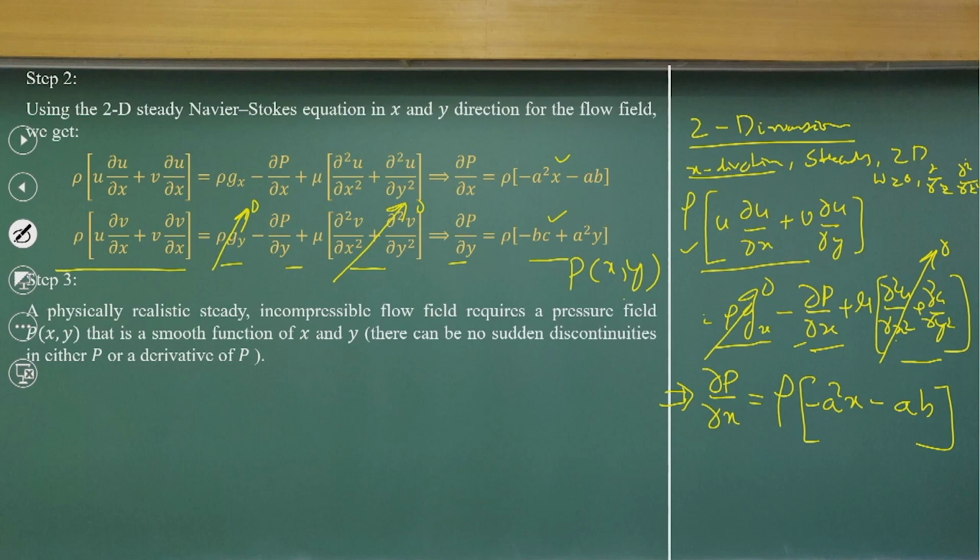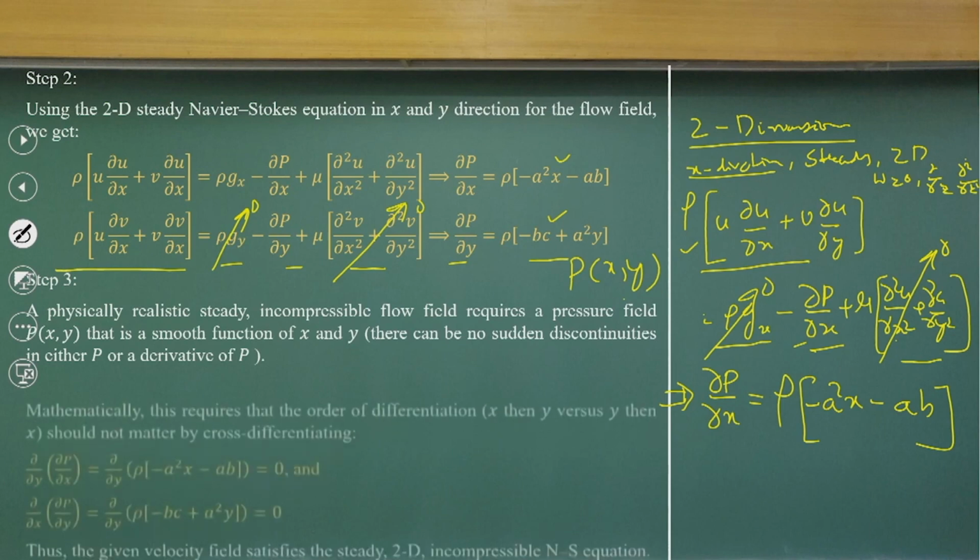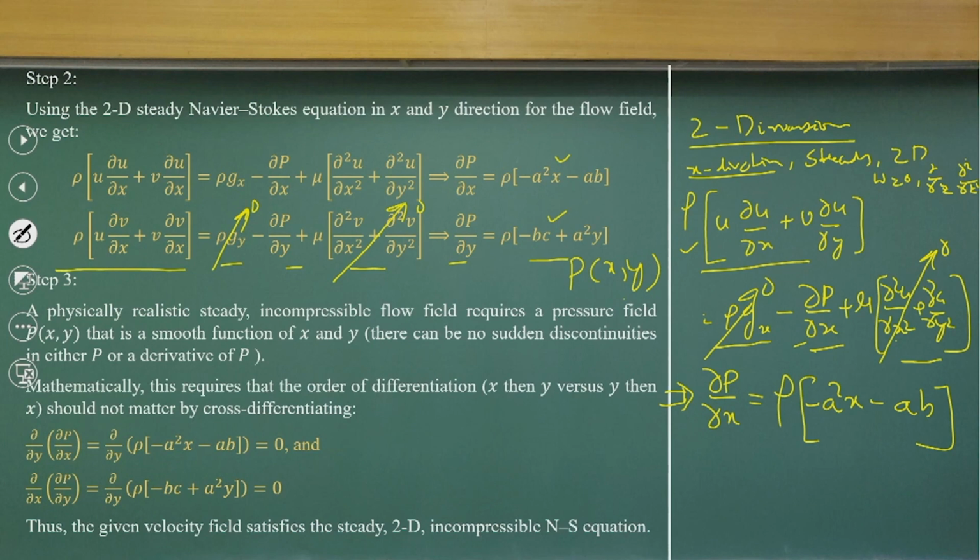As you know the partial derivatives of pressure in the x direction and y direction, how to estimate the pressure p of x, y? This is a simple integration using this concept. For example, first you can find out that the pressure field should not be a non-smooth function, it should not have any sudden discontinuity. That means neither p nor the derivative of p should have any discontinuity. You can find that by inspection.